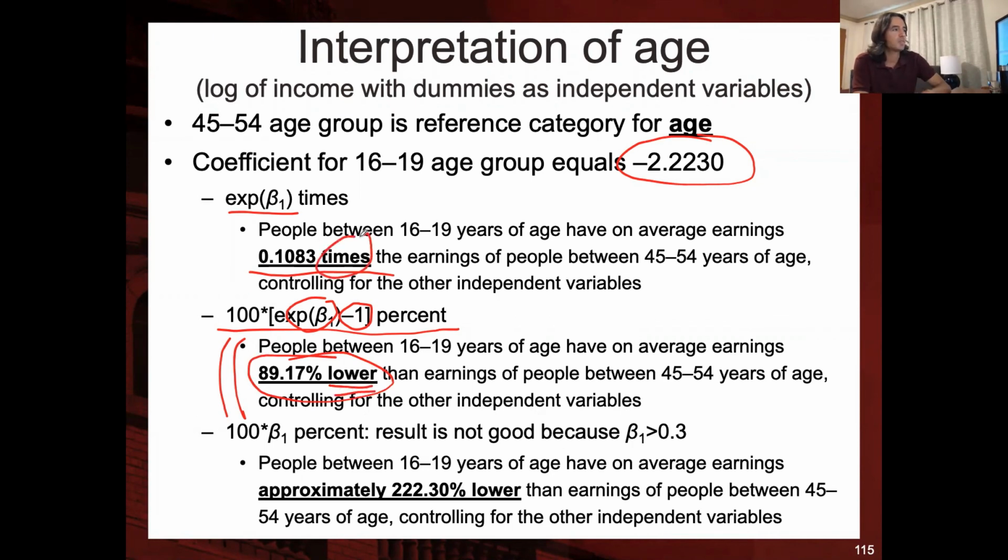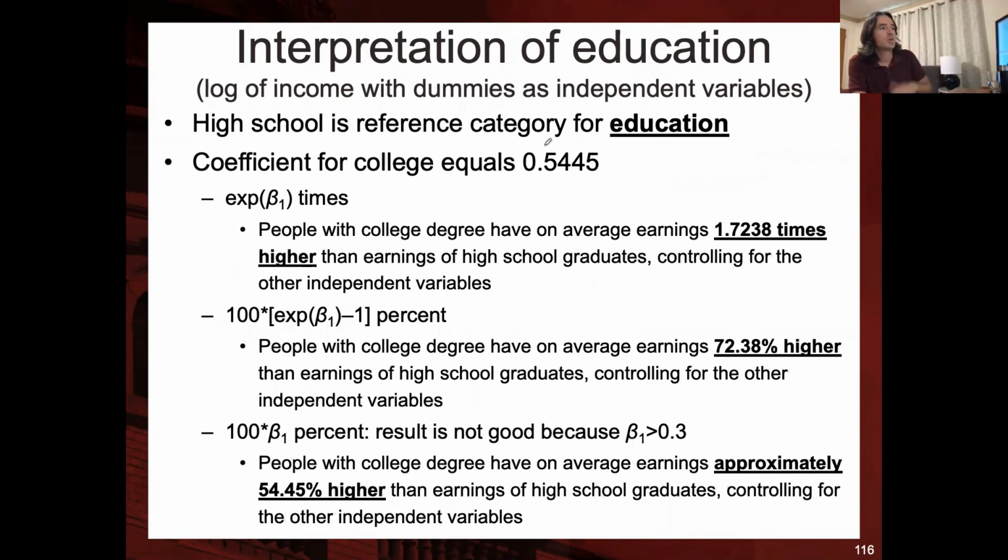because we clearly say lower here instead of these times, which can be misleading. For education, in this case, you're positive. People with a college degree have on average earnings 1.7 times higher than the earnings of high school graduates, controlling for age. And people with a college degree have on average earnings 72% higher than earnings of high school graduates, controlling for the other independent variables.